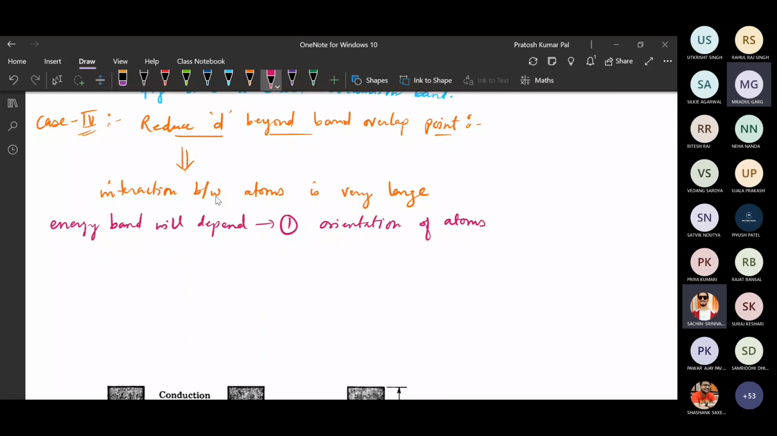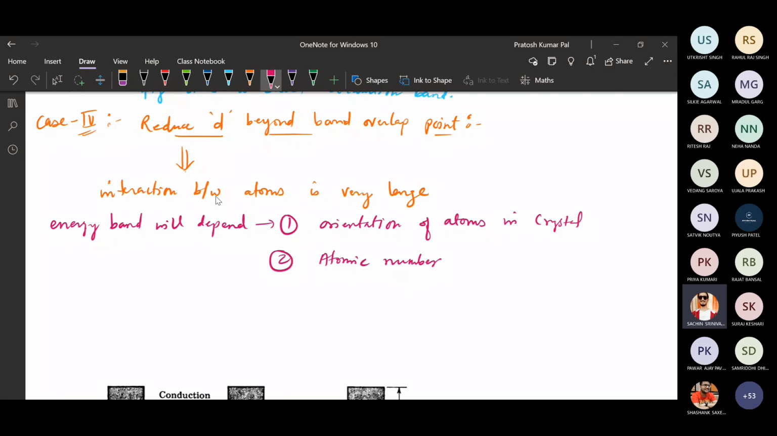Okay, so whatever orientation of the atoms there is relative to one another in the crystal, that will define the energy band structure. So the orientation of atoms in the crystal will define the energy band, and also the atomic number. If a crystal is formed, the atomic number of the atoms will also determine the energy band structure.